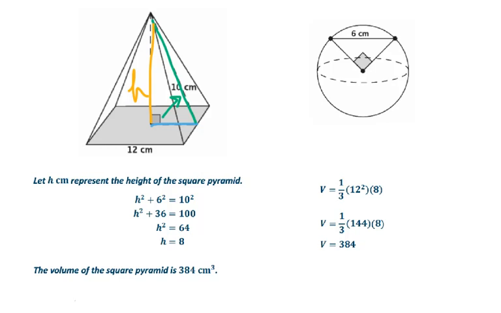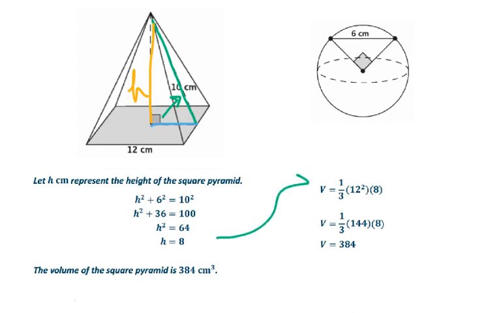We're asked to determine which has the larger volume, the square pyramid or the sphere. So I'm going to let h represent the height of the square pyramid and use the Pythagorean theorem. So looking at this and focusing on it as a right triangle, when I do that, I find that I have a height of 8, and that's both the height of that triangle and also the height of the square pyramid.